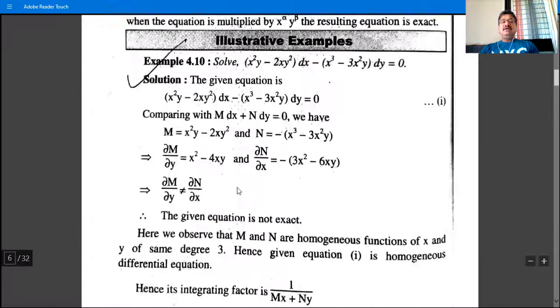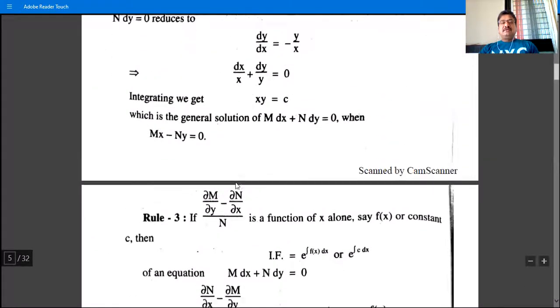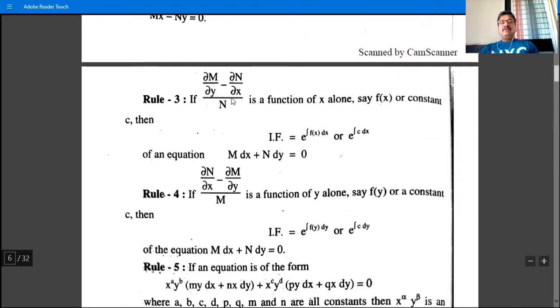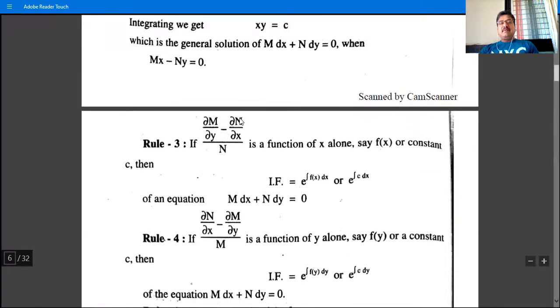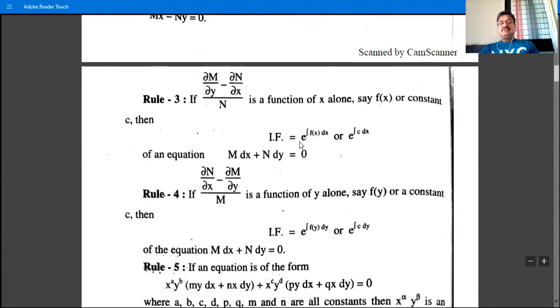What are the rule number 3 and 4? Rule number 3: the given differential equation is not exact, but ∂M/∂y minus ∂N/∂x divided by N is a function of x alone or a constant quantity. Then e raised to integration f(x) dx is the integrating factor.